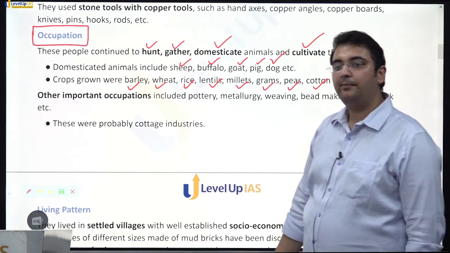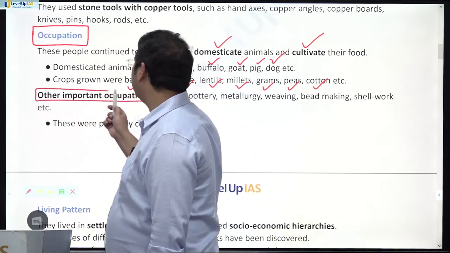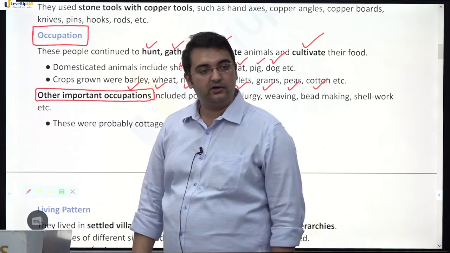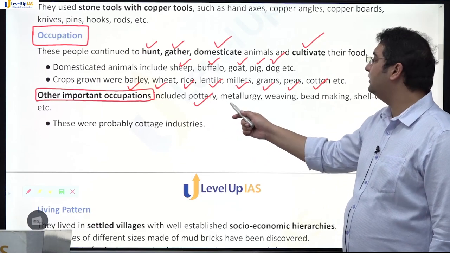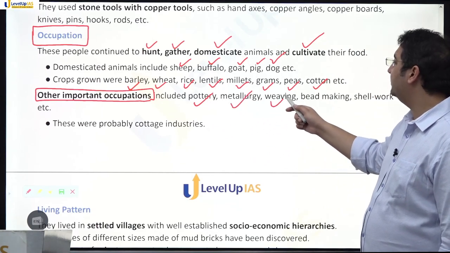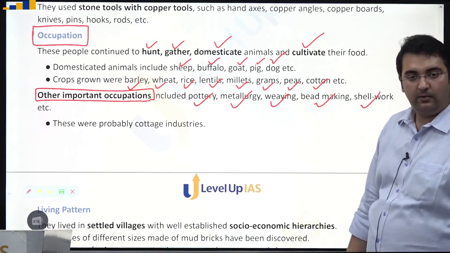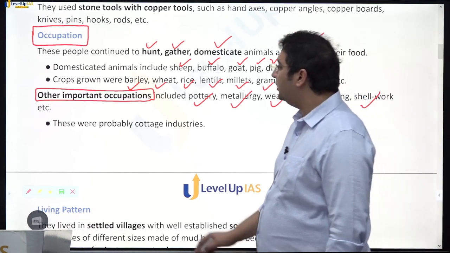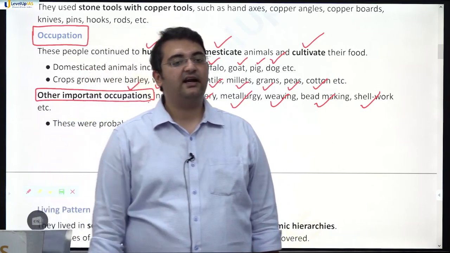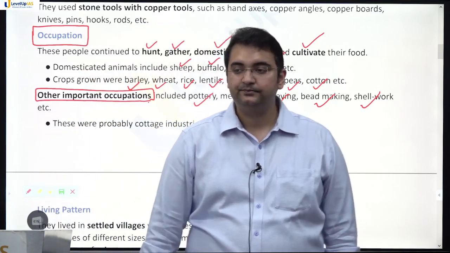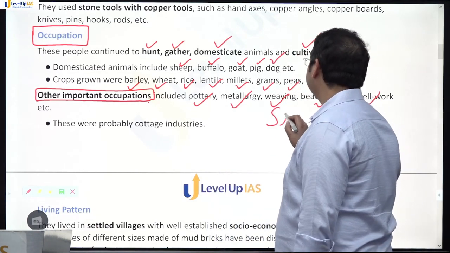Right? Now, apart from these sustenance activities, other kinds of crafts production also emerged, including pottery, metallurgy, weaving, bead making, and shell work, etc. So what kind of activities are these? Primary economic activities or secondary economic activities? These are secondary economic activities.